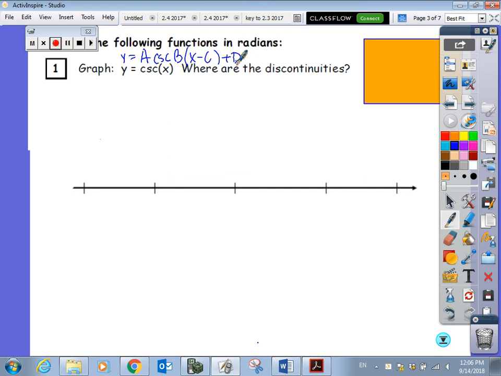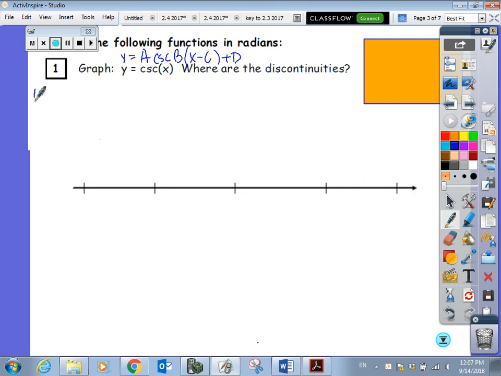I would never ask you what is the amplitude for a cosecant problem. I would only ask you amplitude for sine or cosine. But there's still an A value. Capital A is where you find the amplitude, but capital A doesn't equal the amplitude necessarily. B is what helps us find the period. C is our horizontal shift. D is our vertical shift.